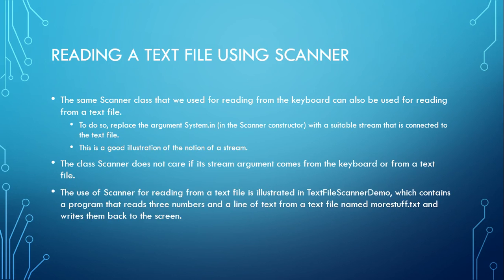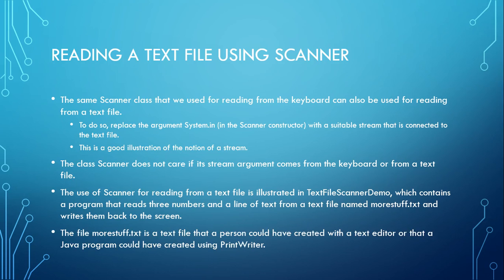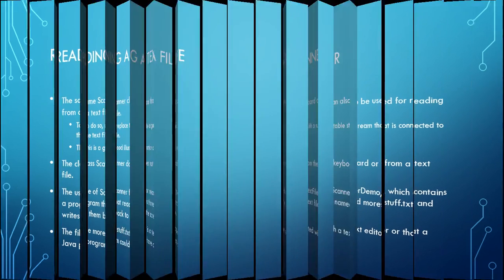Now, the use of Scanner for reading from a text file is illustrated in our TextFileScannerDemo, which contains a program that reads 3 numbers in a line of text from a text file named morestuff.txt and writes them back to the screen. The file morestuff.txt is a text file that a person could have created with a text editor or that a Java program could have created using PrintWriter.